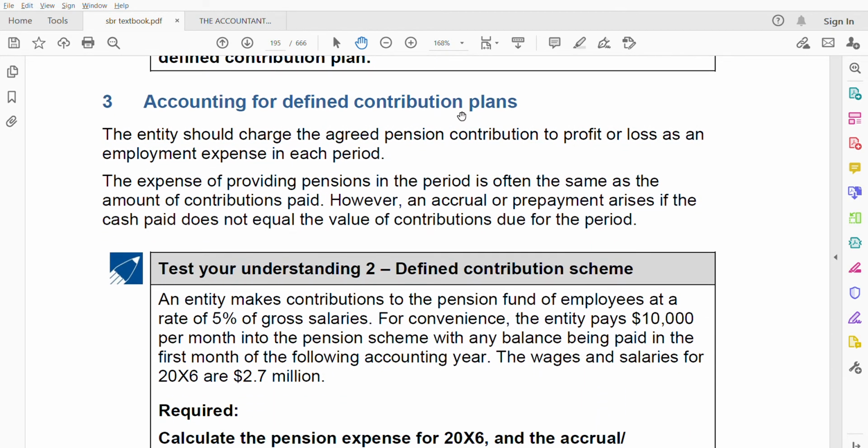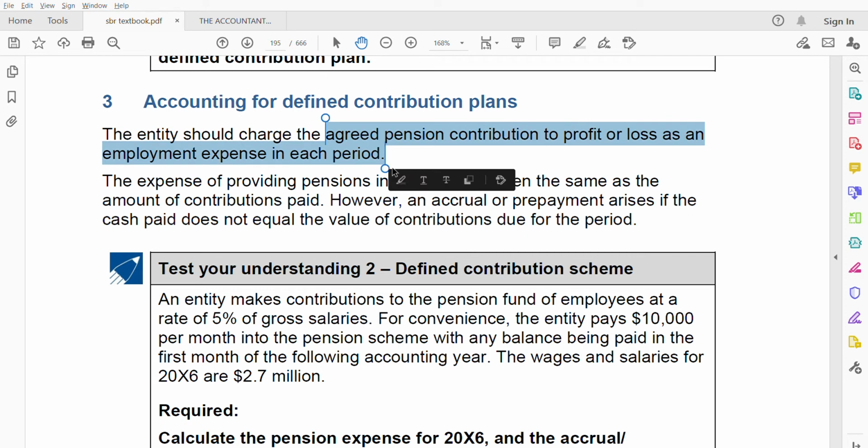Now we are accounting for defined contribution plans. Remember, we are accounting for them in a different way. First, let us start with defined contribution, then we'll go to defined benefit. So the entity should charge the agreed pension contribution to where? The agreed pension contribution is charged in profit and loss as an employment expense each year. This is an expense, right? All the benefits you're giving to employees are an expense from your side. So it will be recorded in the profit and loss as an employment expense, whatever pension contribution you have agreed. Now, the expense of providing pension in the period is often the same as the amount of contributions paid.